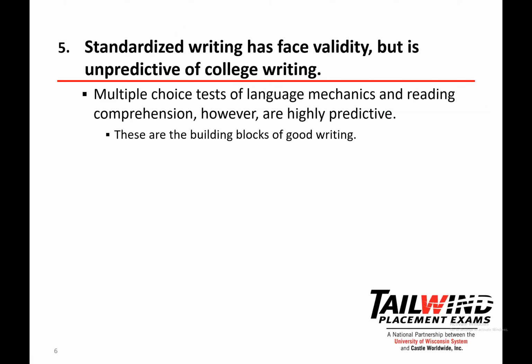What we found here is that multiple choice tests like the Tailwind English placement test, those sorts of assessments that thoroughly measure the building blocks of good writing, are actually highly predictive of college writing, but standardized writing tests are not. And let me explain why I say this. So we did a research study here a few years ago in which we collected actual writing samples from students taking a freshman level course on the Wisconsin experience. So, what does it mean to be a citizen in the state of Wisconsin?